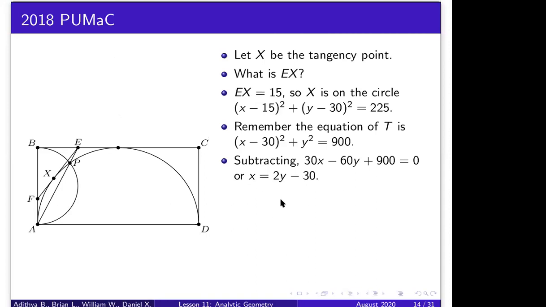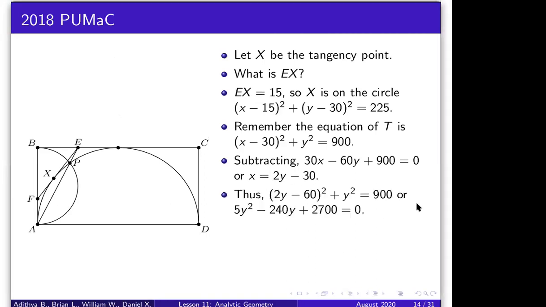So this relation for x can be substituted in either of the two circles we have, and that would give us a quadratic equation with y. And we can solve that to find the value of y. So if we solve this quadratic here, it factors as 5 times (y - 18)(y - 30).